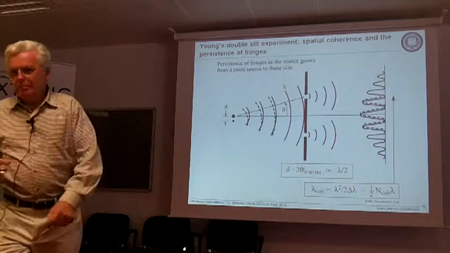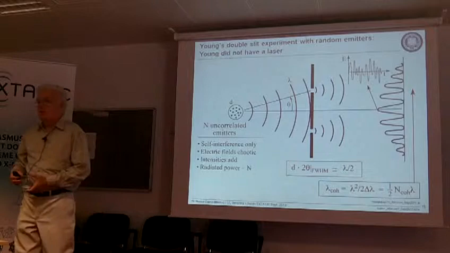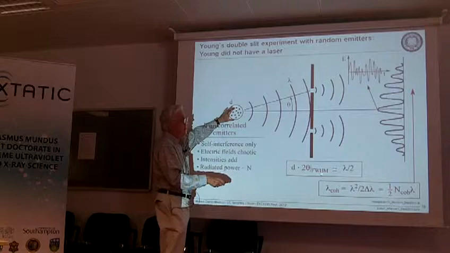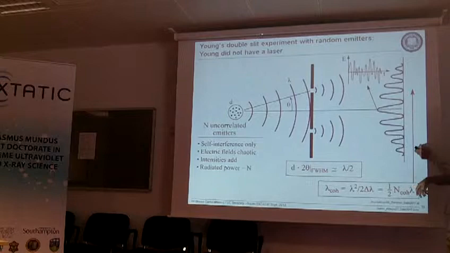Yeah. So there's a little bit more fun coming. Suppose now you have a bunch of emitters, but they're uncorrelated. It's like a light bulb. Okay. Now you still can, as long as this is small enough, and the diameter and the angle satisfy this condition, you'll still get this nice fringe. You can still make holograms, right? But if you look at the electric field here, it's a mess.